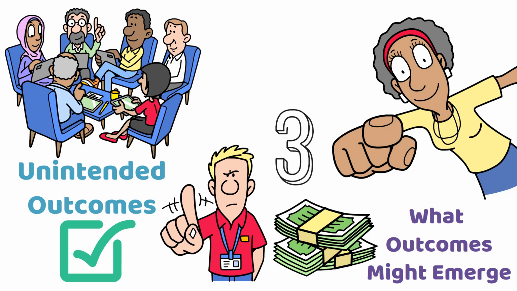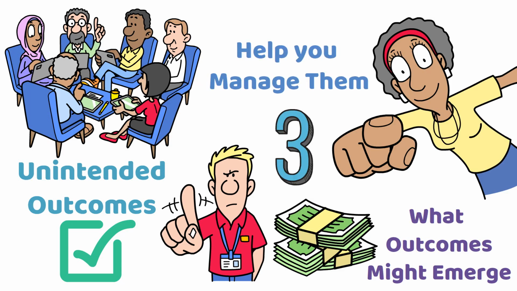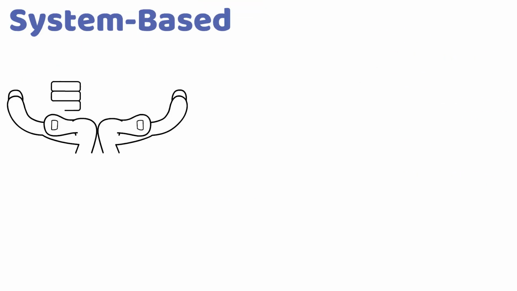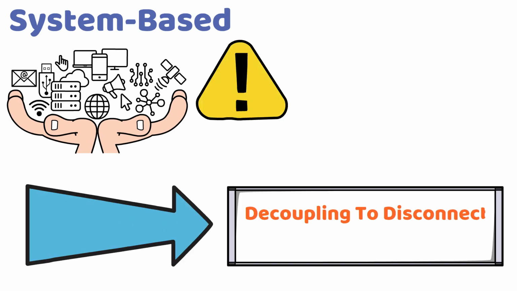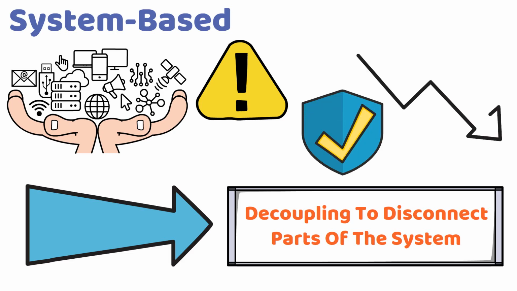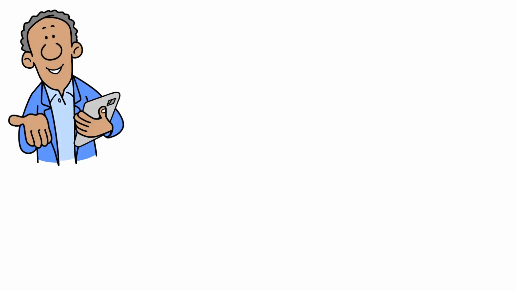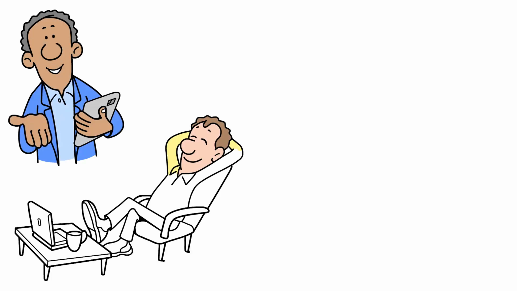Here are 3 tactics you can use to help you manage them. The first one is system-based, to see how the overall system works. If something is not working, you can use a technique called decoupling to disconnect parts of the system. This is to both simplify and reduce the number of connected variables. It can show you how a piece of a system works on its own and reduces the overall size of the problem. The second one is reframing.